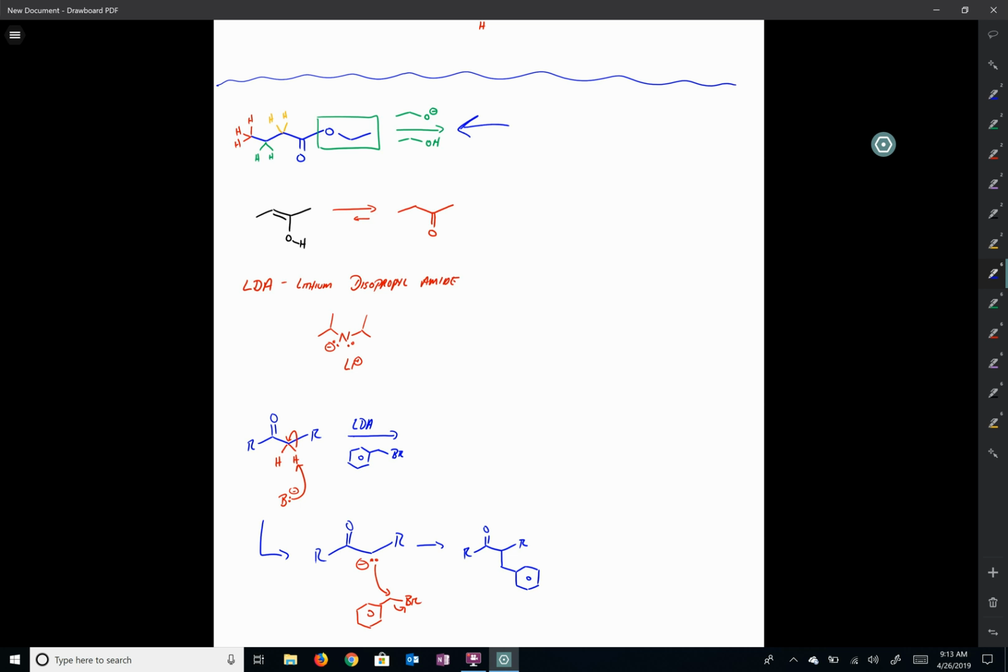We talked about the alpha carbon there in yellow with those hydrogens, and how we can put in a strong base. We talked about a couple of strong bases: sodium hydroxide, alkoxides, LDA. We talked about how and why you would choose one over the other. But if we deprotonate those yellow hydrogens there, we can form an enolate, right?